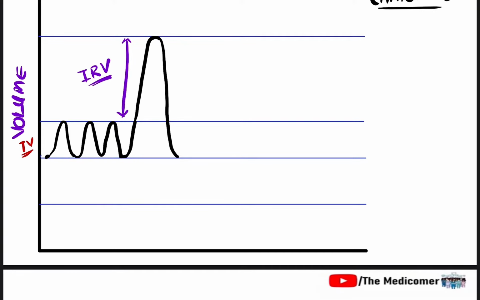Okay, now let's say we ask the person again to start breathing normally. So normal tidal volume: inspiration, expiration, tidal volume. Now let's say we ask the person to take in air normally but to expire air forcefully. So the person is going to expire the tidal volume first, and then the additional amount of air that he's going to expire by using his effort.